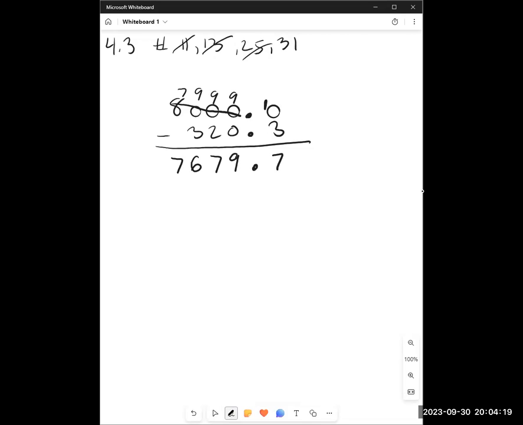So 8,000 is already rounded to the nearest 100. 320, we're going to round to 300. We're going to subtract, borrow, and we end up with 7,700 for our approximation, which is a very good estimate of 7,679 and 7/10. So our answer checks and makes sense.